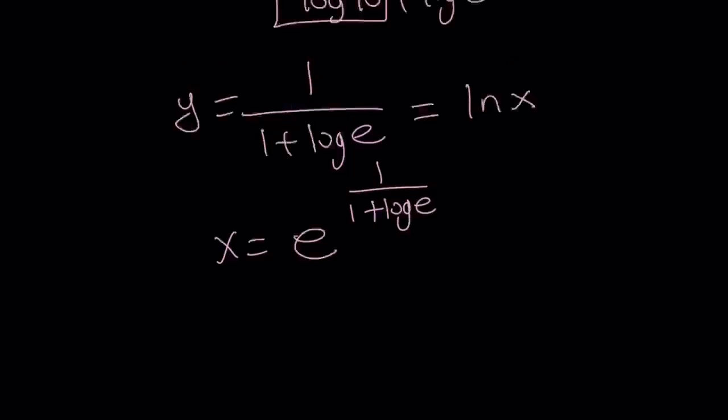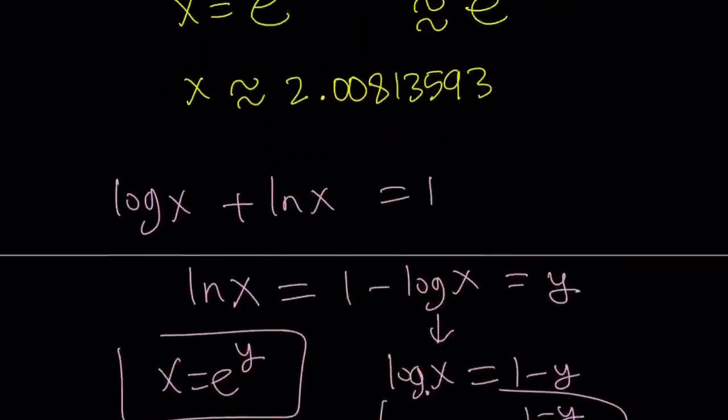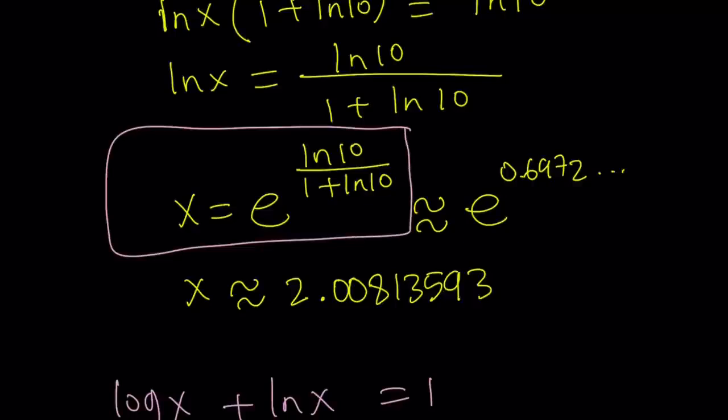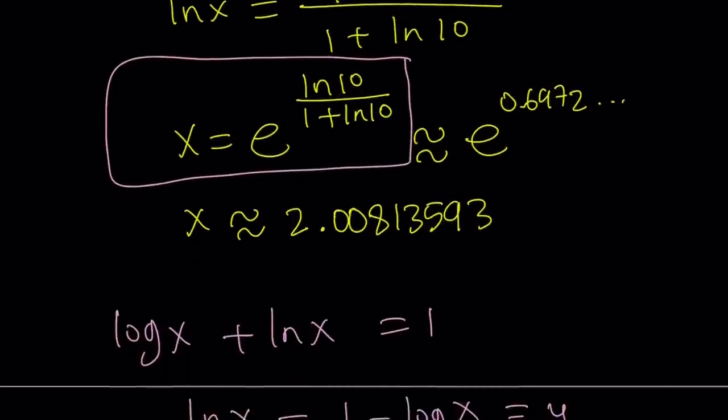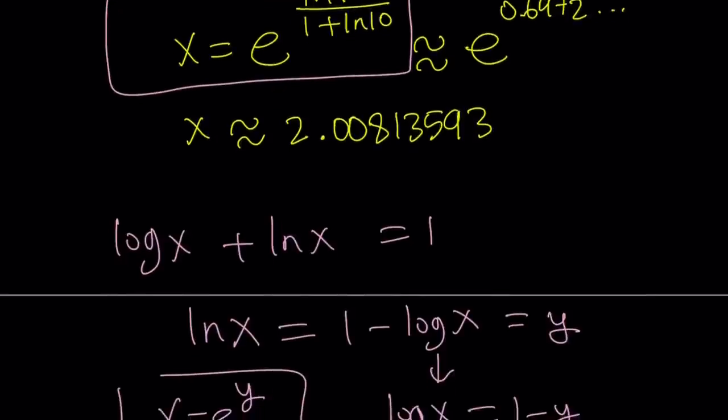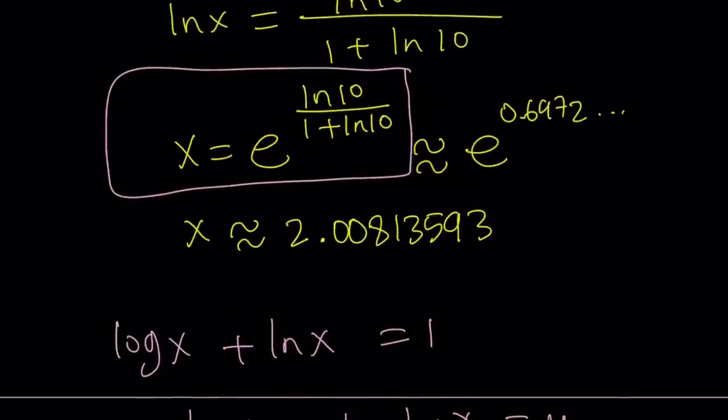Wait, I didn't get that answer first. I had a different answer using the first method, right? It was e to the power ln 10 over 1 plus ln 10. So why are they different? Let's go ahead and talk about it, and then I'm going to show you the graph and see how we can approach it from a graphical perspective.